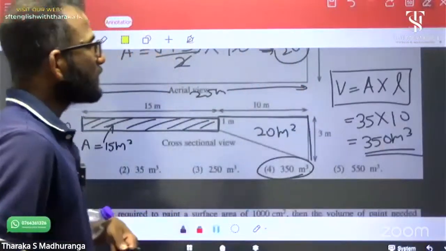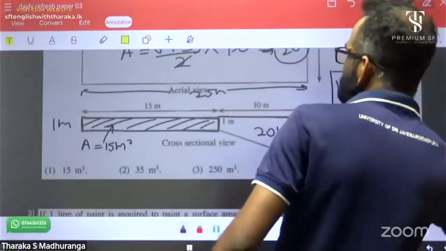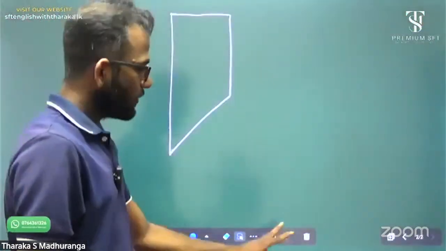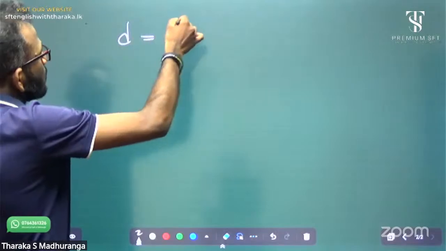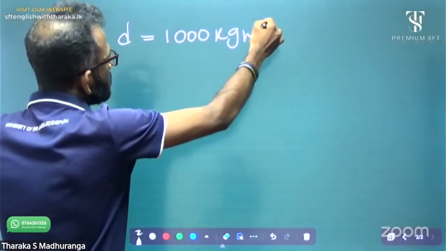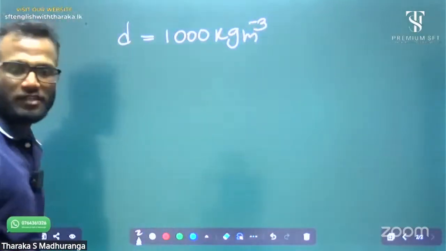Do you know the density of water? The density of water is 1000 kg per cubic meter, kg m^-3. What's the meaning?